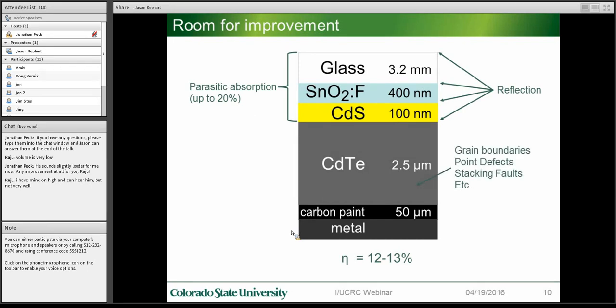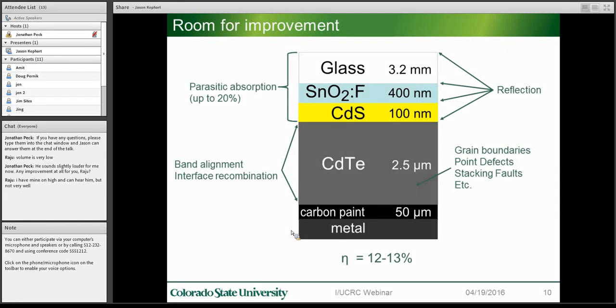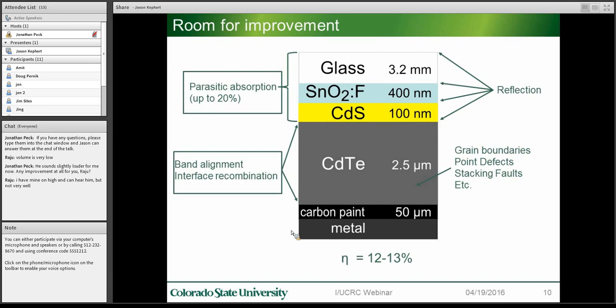And the cadmium telluride is far from perfect. It has grain boundaries, point defects and impurities, stacking faults, many defects that increase recombination and reduce the voltage of the device. The interfaces of cadmium telluride are also not perfect, and if there are problems with band alignment, that can impede the collection of carriers. Also, interface recombination can lower the device efficiency. These two elements are the ones I'm going to be talking about mostly today.